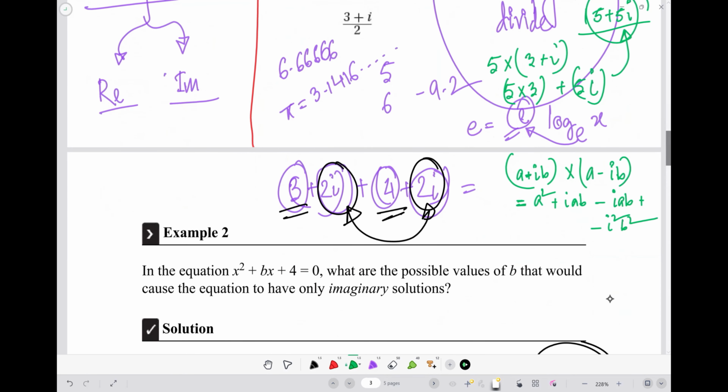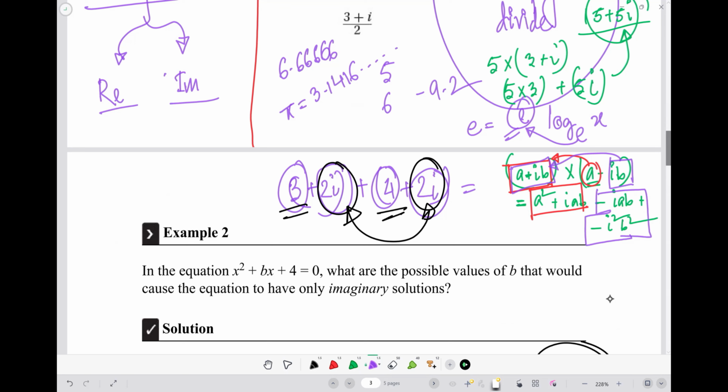How did you get iab? You are multiplying a with this whole expression one time, and this is going to be like this. And then you multiply this with the same expression again, and then you get this.